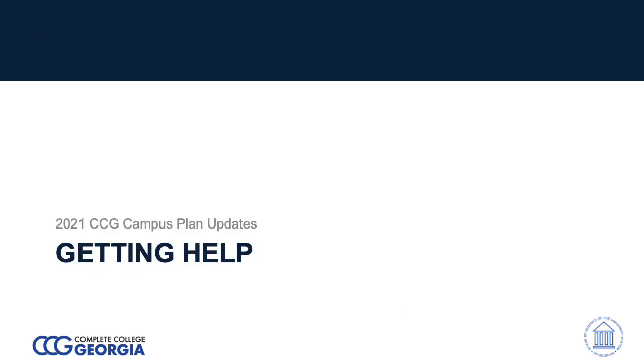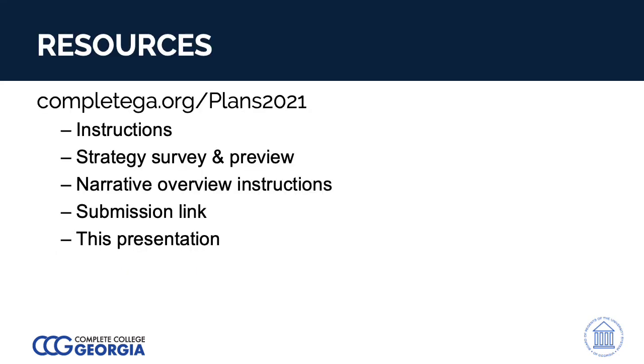So, getting help. You're not on your own on this. If you have needs to look at stuff, there are resources on the CCG website, completegа.org/plan2021. There's no space there, and I'm not sure, but I don't think Plan has to be capitalized, although if it comes back without a capital P, try it with a capital P. But the instructions are there. Strategy survey link is there. The preview is there. The narrative overview instructions are there. You can also submit it there. And this presentation, both as a presentation form but also as video, will be available on that website.